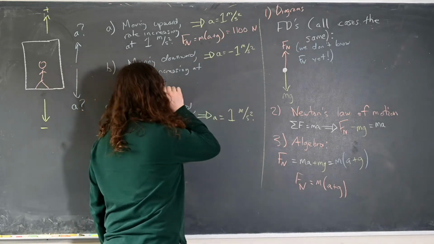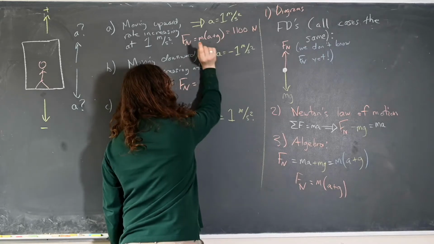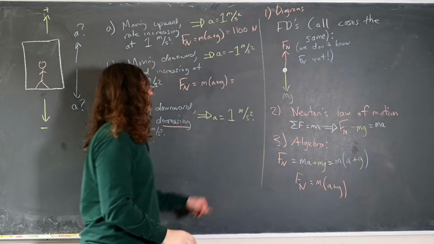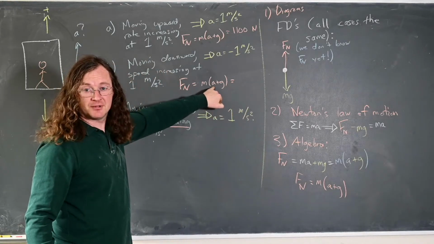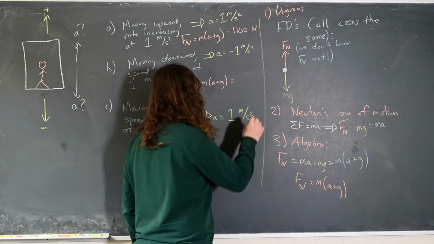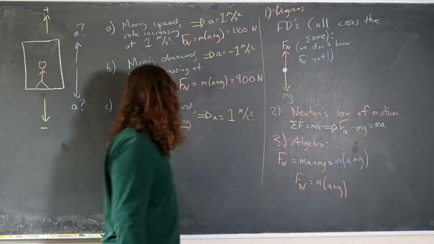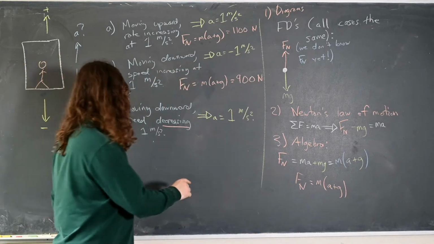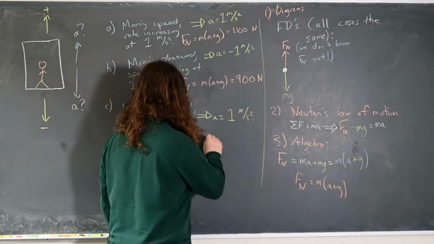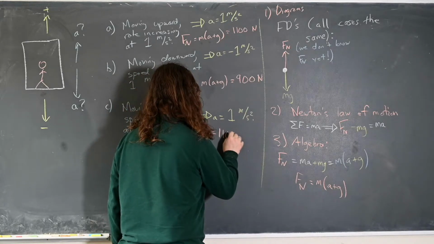Here I'm accelerating downward. So the normal force is m times a plus g. Here a is negative. g is, as it always is, plus 10 meters per second squared. So this gives me a normal force of 900 newtons. And here, the acceleration is again the same positive value as part A. So this gives me a normal force again of 1100 newtons.